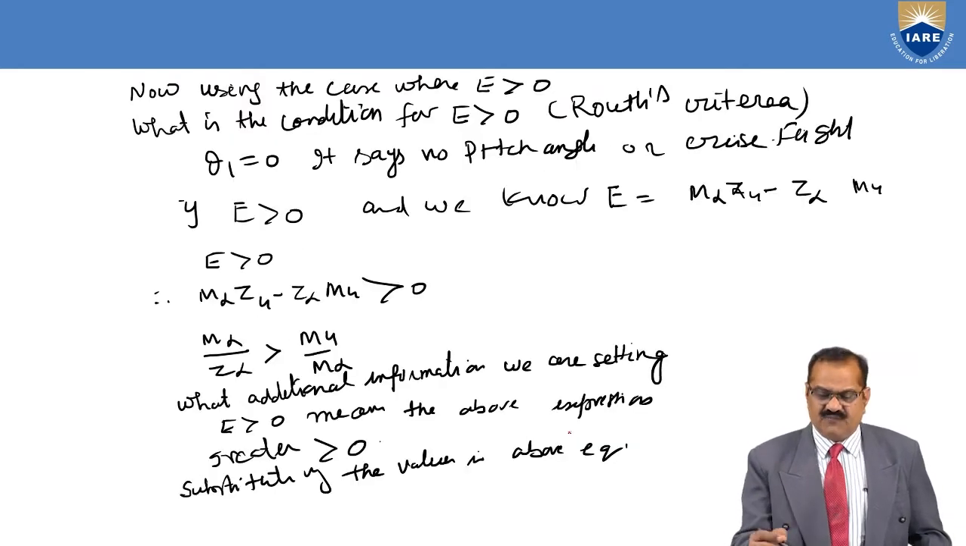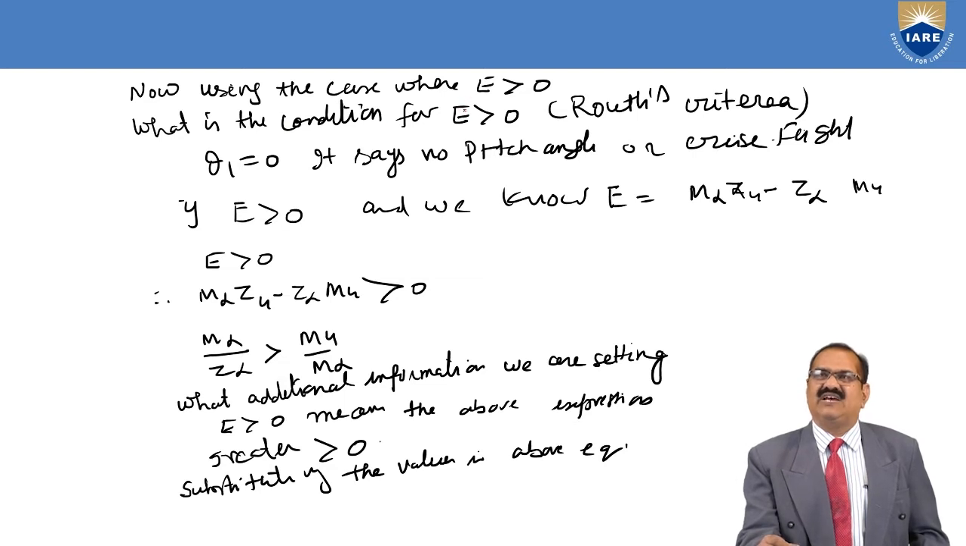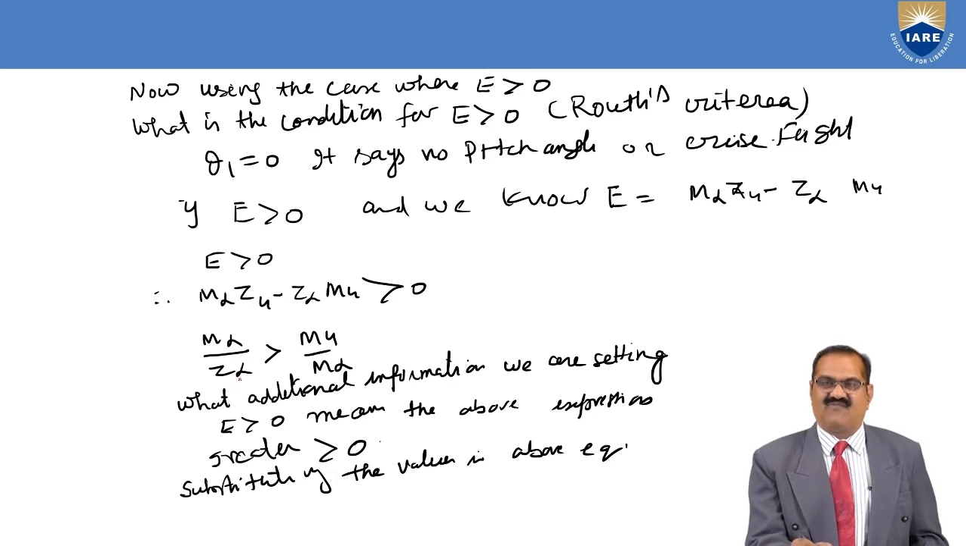Now, what is the condition for E to be greater than 0? That is the Routh criterion. Theta 1 is equal to 0, which means there is no pitching angle, or it is in cruise flight. So if E is greater than 0, and we know that E is equal to M alpha Z u minus Z alpha M u, then M alpha Z u minus Z alpha M u should be greater than 0. Or M alpha by Z alpha should be greater than M u by Z u.